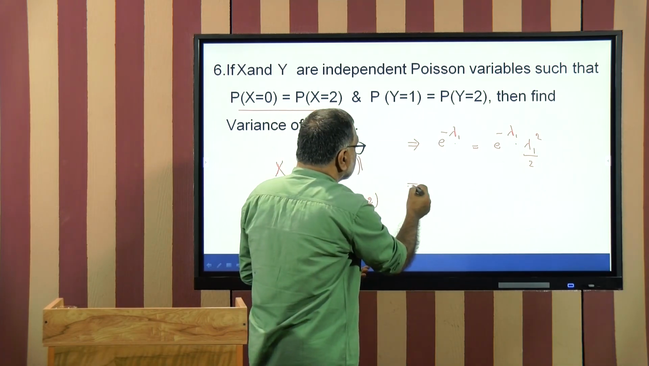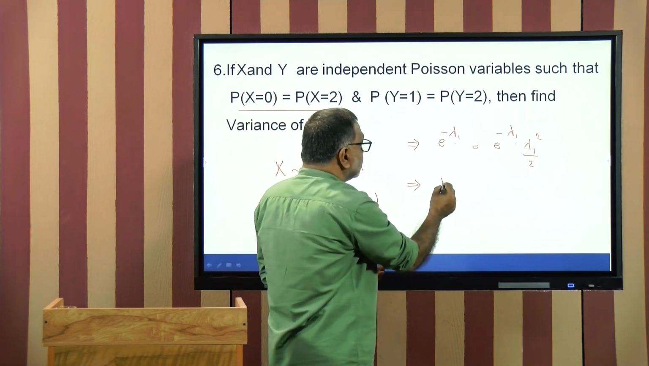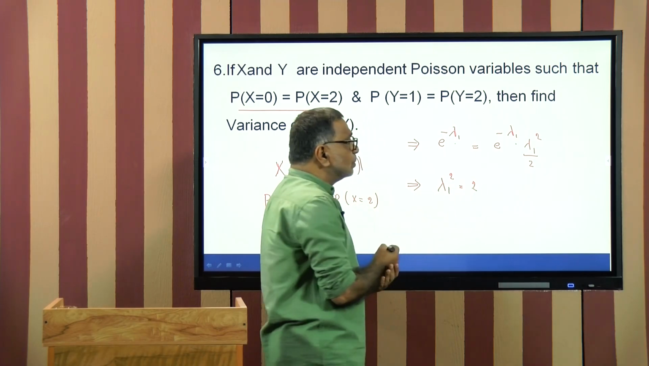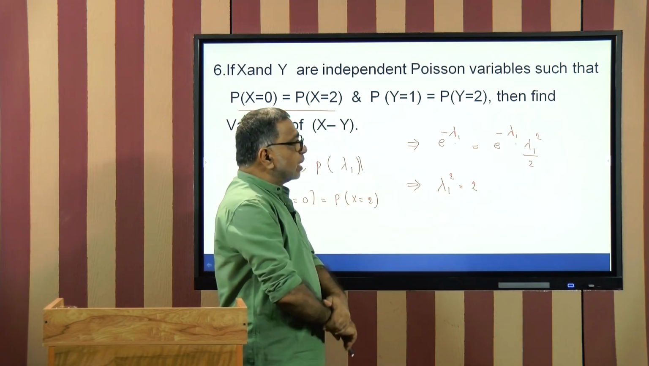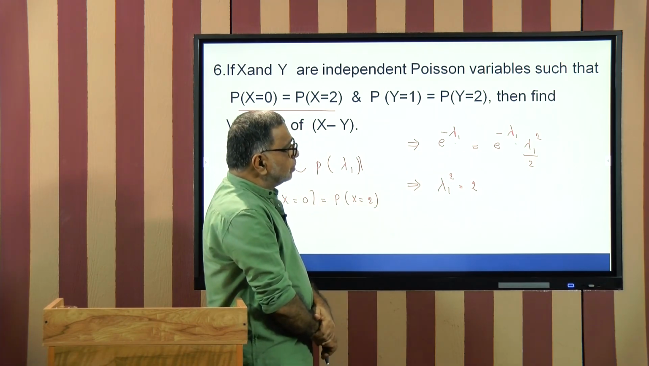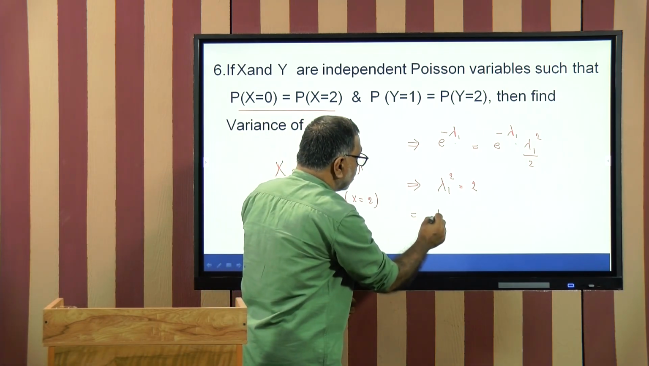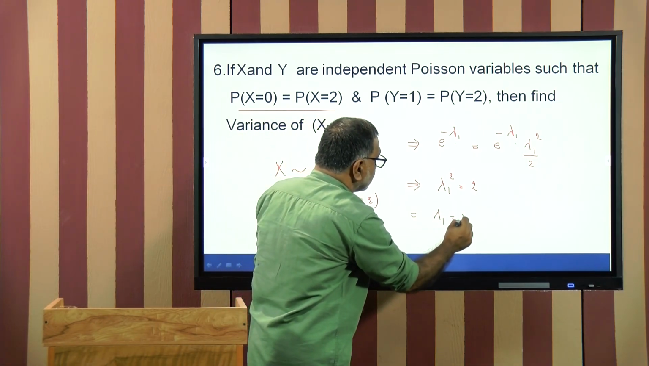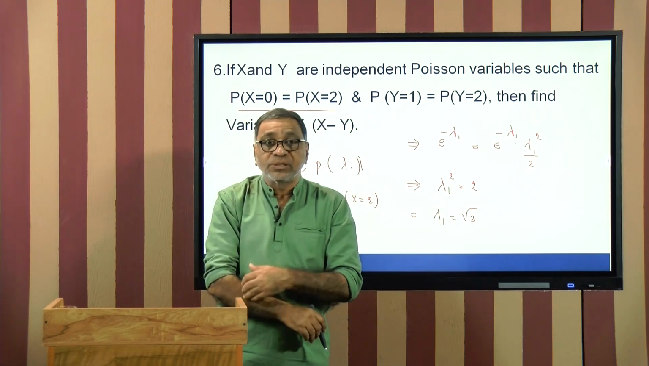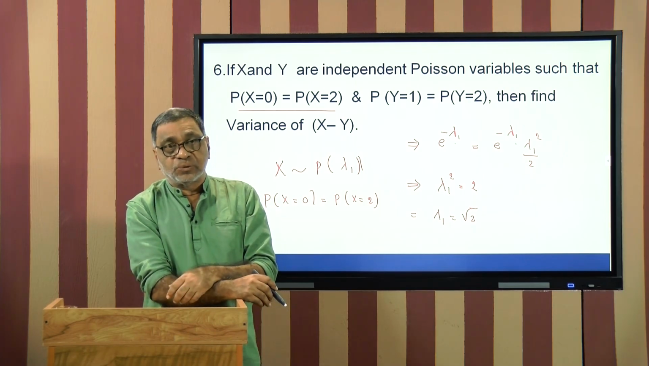And that is simplified, you have 1 equal to lambda 1 square divided by 2, as e power minus lambda 1 cancels. So lambda 1 square is equal to 2, and lambda 1 is equal to the positive square root of 2. Lambda is always positive. So, we have lambda 1 is equal to root 2.